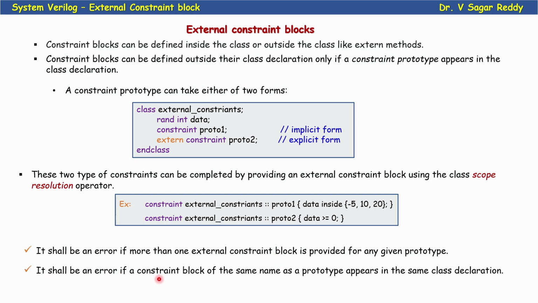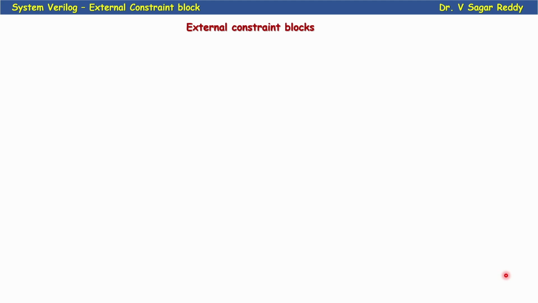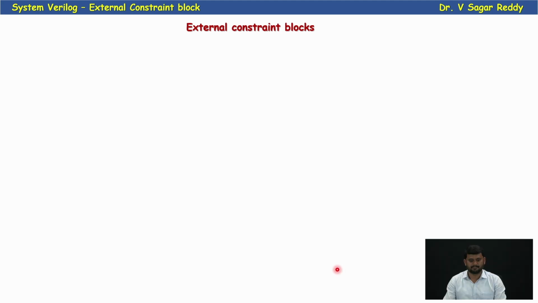It shall be an error if a constraint block of the same name as a prototype appears in the same class declaration. So if, with the same name, we have declared another prototype in the class, we'll get an error. So we'll see some examples.